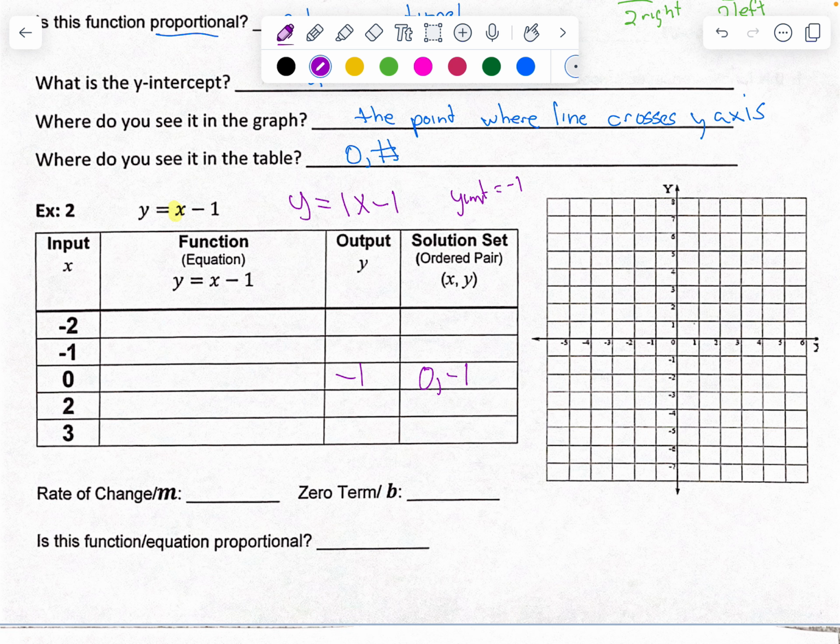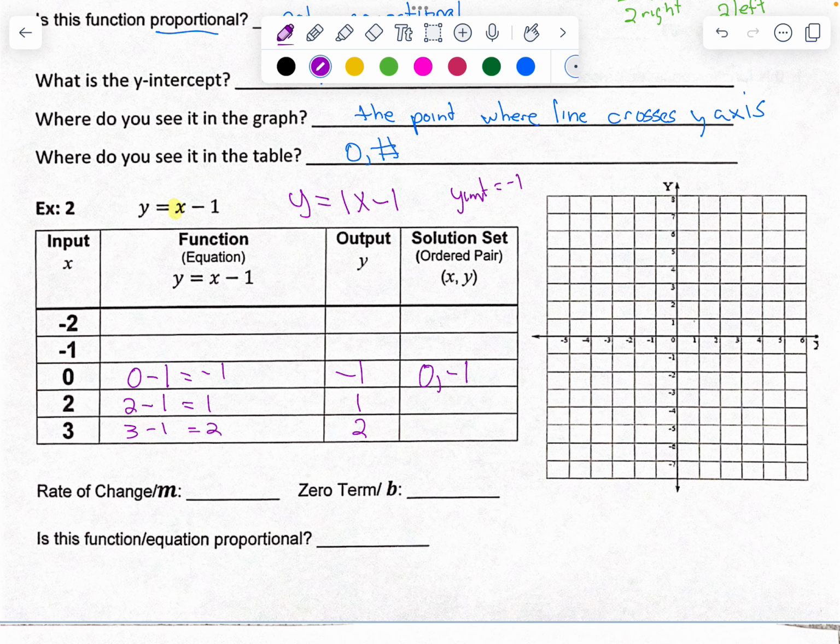No math involved. I'm going to do the math to it now. 0 minus 1 equals -1. Now I'm going to replace my x with a 2, minus 1, which is 1. And then 3 minus 1, which is 2. And I'm going to go, that looks like a pretty neat pattern. And I'm going to say, when it's 2, it's 1. And when it's 3, it's 2.